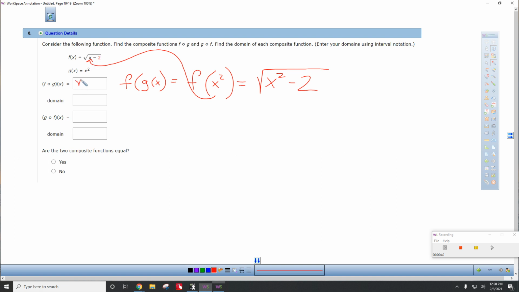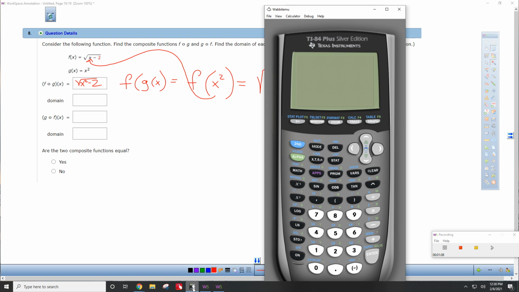So that's our answer. What are we allowed to put in for x, for our domain? Well, we can't put anything for x that would make underneath there a negative. So let's see. How would I do that? I think I would probably maybe plot it.